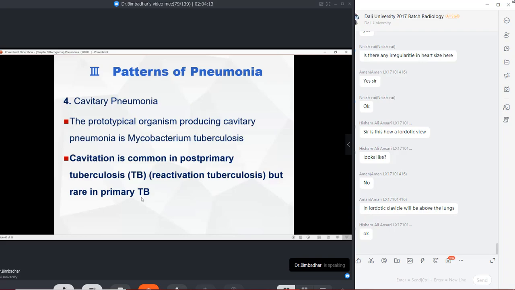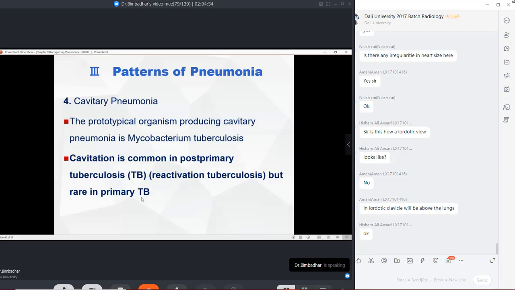So Ghon's focus is not a cavity. Ghon's focus is a hazy density, suggesting the granulomatous reaction. Any granulomatous reaction will eventually have to heal. And how does that heal? It heals by calcification or fibrosis. Okay, if it is healing by calcification, yes, a calcified Ghon's focus along with a calcification of the ipsilateral hilar lymph node is called a primary complex, right?